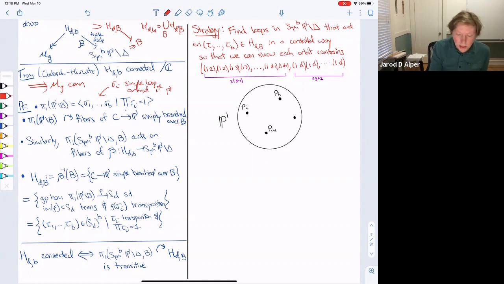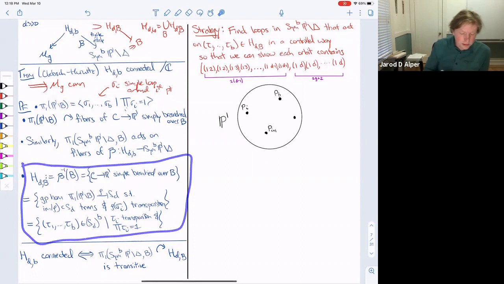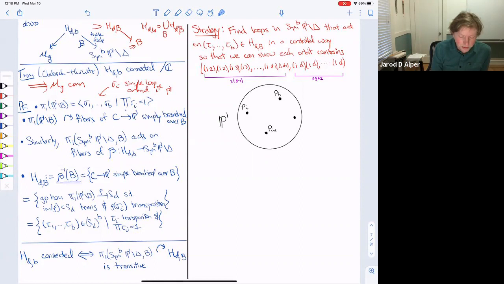And so what I'm trying to get at here is a reinterpretation of what this fiber is. By definition, it's the inverse image of capital B. This corresponds to covers that are simply branched over capital B. And we've seen on that previous slide that this corresponds to group homomorphisms such that the image is a transitive subgroup, and such that the image of each of these simple loops is a transposition. So this gives us this useful combinatorial description of this fiber.